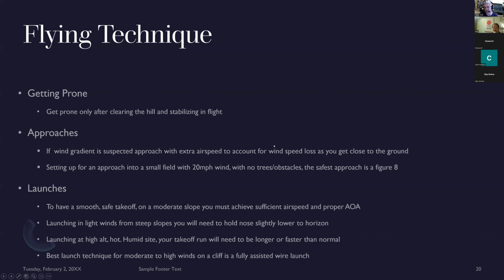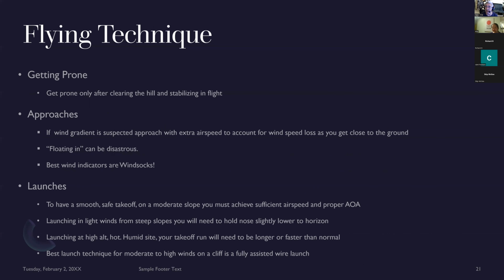Launches. To have a smooth, safe takeoff on a moderate slope, you must achieve sufficient airspeed at a proper angle of attack. If you're launching in light winds from steep slopes, you'll need to hold the nose slightly lower relative to the horizon. Launching at a high altitude, hot, humid site, your takeoff will need to be stronger, longer, or faster than normal. And your best launch technique for moderate to high winds on a cliff is a fully assisted wire launch. Anybody done a fully assisted wire launch? Yeah, okay, because you guys have some pretty strong winds at Lookout there.